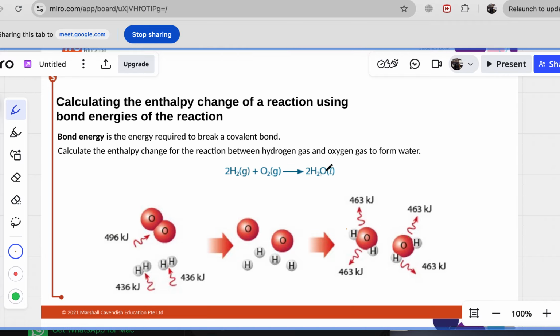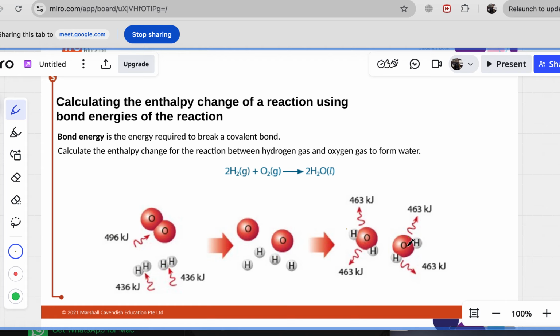Every OH, you're going to have 4 for water. Why? Because there are 2 molecules of water. One O takes on one hydrogen, and the same O takes on the second hydrogen. So you have 2 here.